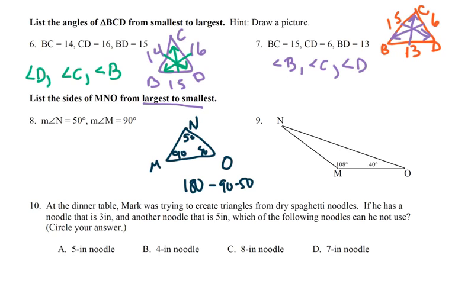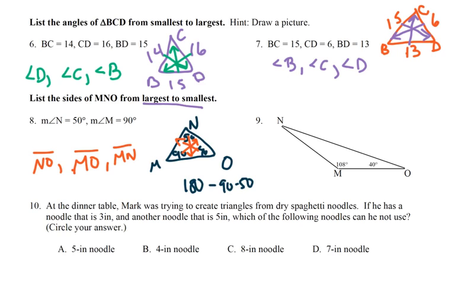So I start with my smallest angle, which is 40, and I go across, and I get, oh, we're going largest to smallest. Whoops, I'm about to make a mistake. I hope you didn't make the same mistake I was about to. So we go to our largest, which is 90, which is NO. Our next one is 50, go down, that's MO. And then finally our smallest, which would be MN.